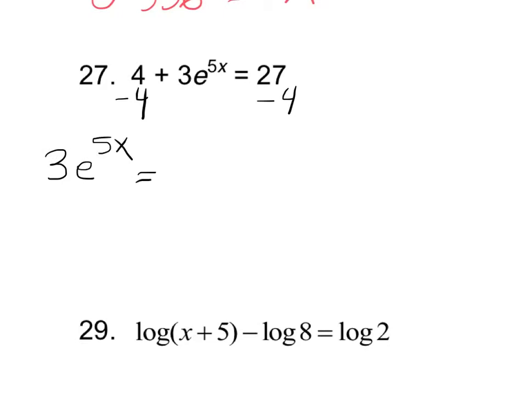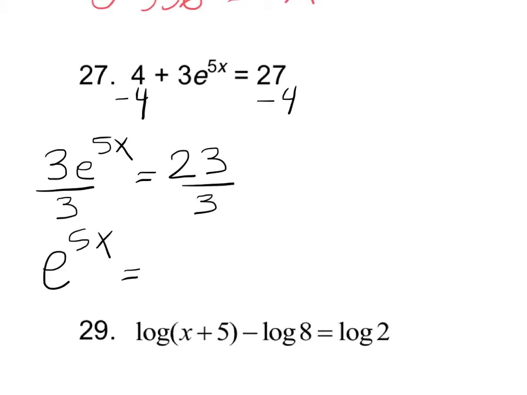So 27 minus 4 would be 23. You divide by 3. So as you can see, I'm trying to isolate my e. So 23 divided by 3 would be a decimal. I'm going to keep it as 23 divided by 3, but you can put it as a decimal.